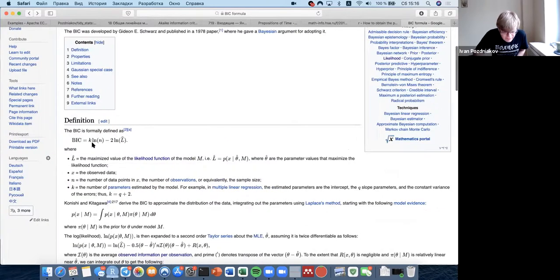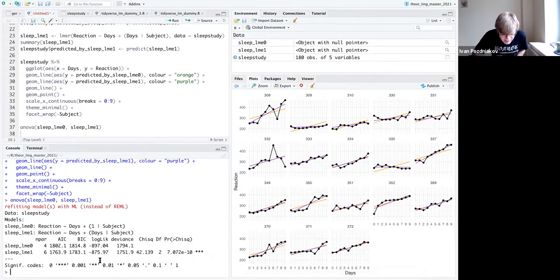You punish not by two, but by the natural logarithm of the number of data points. So basically the two formulas are very similar, and the results are very similar. You can choose either AIC or BIC, and usually they give you the same results. So in this case, you can see that the p-value for the chi-square test says that this model is significantly better than the more general one. And also you can see that AIC and BIC are lower for the more complicated model, even accounting for this punishment for more predictors. So you can choose the more complicated model.